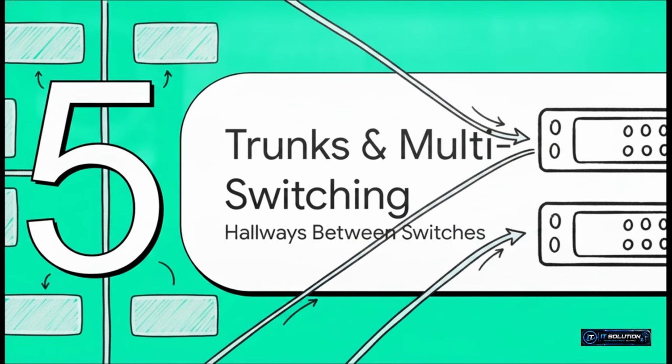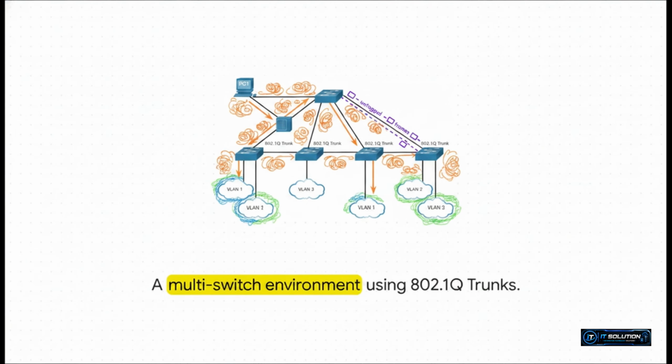Section 5 brings us to trunks and multi-switching. Think of these as the hallways between our switches. So VLANs are the walls of our classrooms. Trunk links are the hallways connecting them across completely different buildings. A single point-to-point 802.1q trunk link can carry tag traffic for multiple VLANs at the exact same time between physical switches, like VLANs 1, 2, and 3 just cruising together.